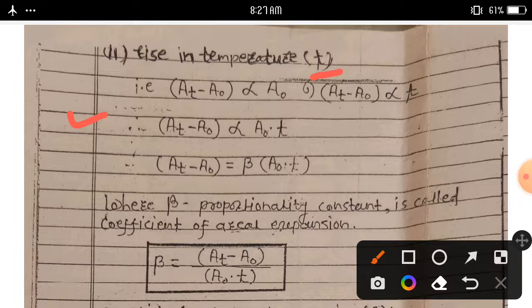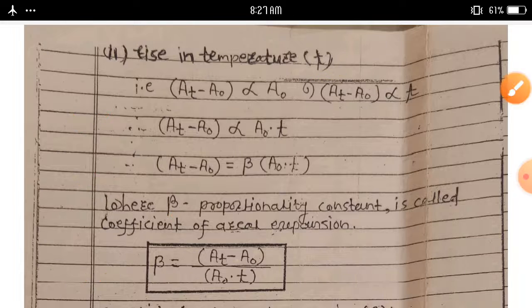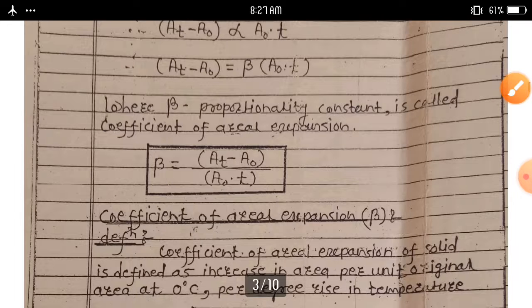Mathematically, A_t minus A0 is directly proportional to A0, and A_t minus A0 is directly proportional to t. Combining these two, A_t minus A0 is directly proportional to A0 into t. Removing the proportionality sign, A_t minus A0 equals beta into A0 into t. Here beta, the proportionality constant, is called the coefficient of areal expansion. Then beta is equal to A_t minus A0 upon A0 into t.